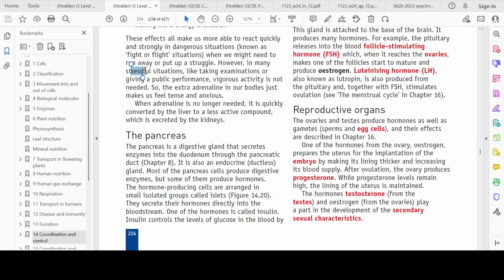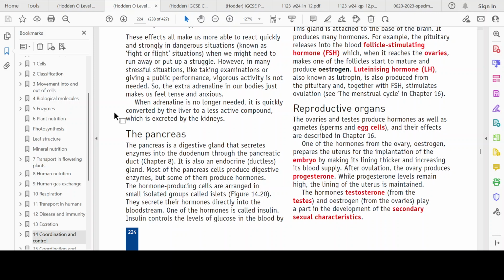However, in many stressful situations like taking examinations or giving a public performance, vigorous activity is not needed. So the extra adrenaline in our bodies just makes us feel tense or anxious. So it's not always physical stress, it could be mental stress as well. That can also trigger adrenaline, and so that is where our anxiety comes from, the feeling of anxiousness. When adrenaline is no longer needed, it is quickly converted by the liver into a less active compound and excreted by the kidneys. So we talked about hormones in general, and that's what's happening over here as well.